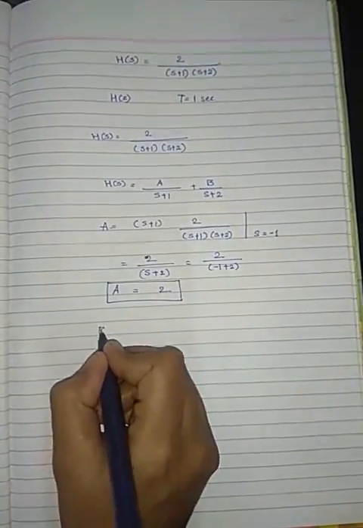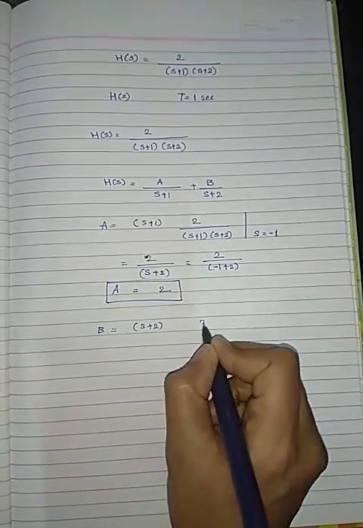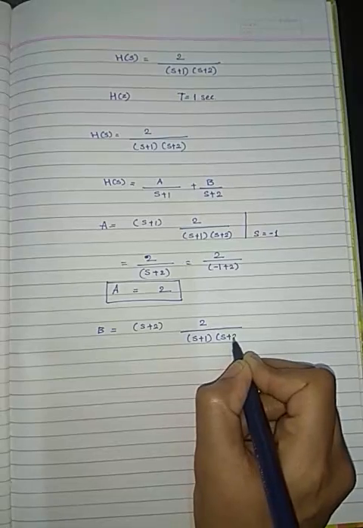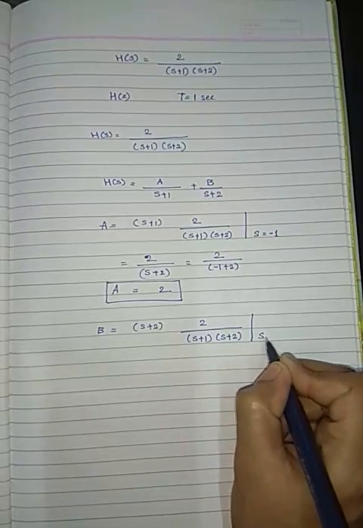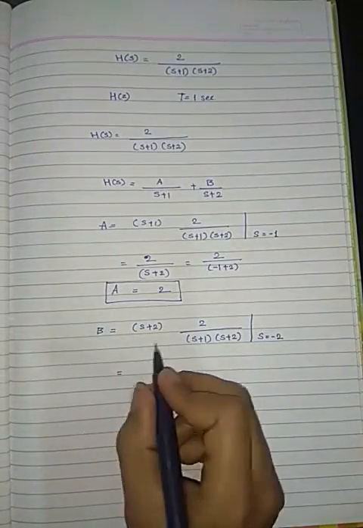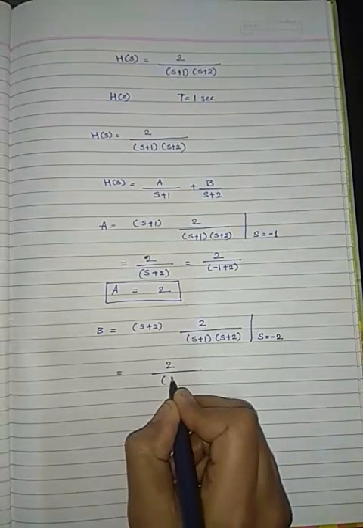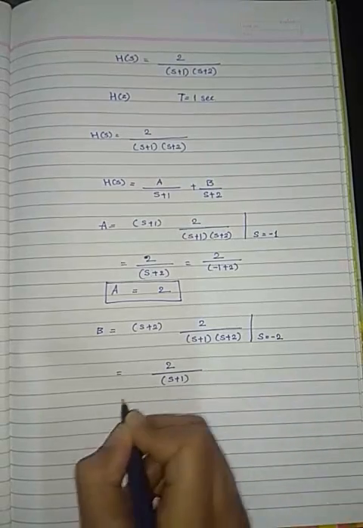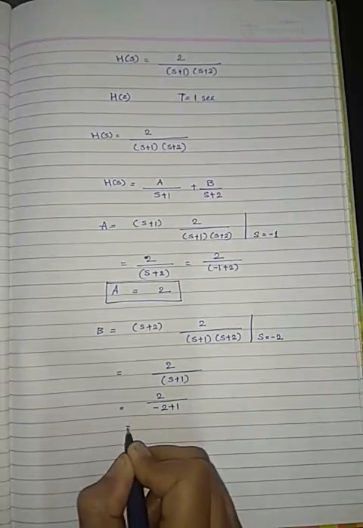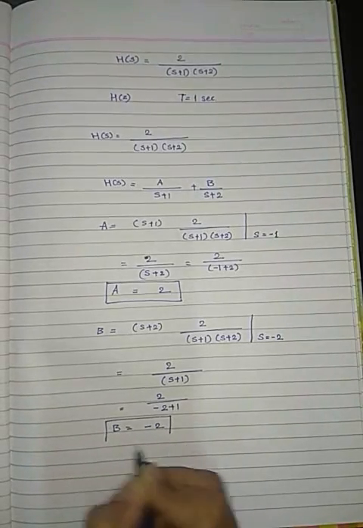Now how to find B? B is S plus 2 multiplied by 2 divided by S plus 1 into S plus 2, at S equal to minus 2. Solving this equation for S equal to minus 2, it becomes 2 divided by minus 2 plus 1, which is nothing but minus 2. So the value of B is minus 2.